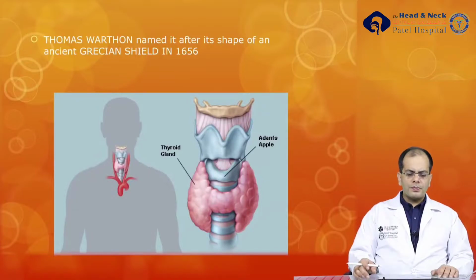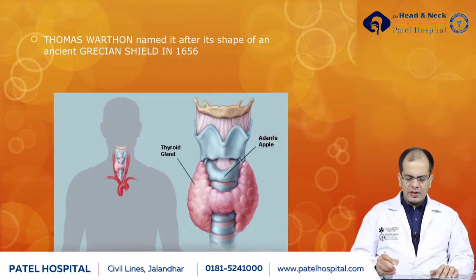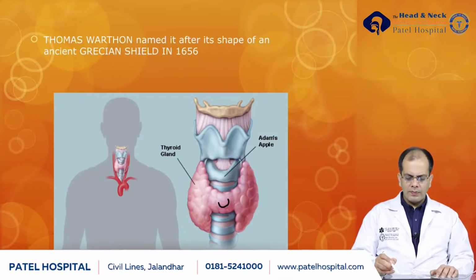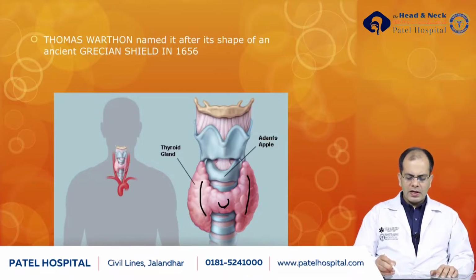So, the thyroid was named after an ancient Grecian shield. Thomas Wharton named it. As you can see, this is fairly basic, but you'll be able to see that there is an isthmus over here. You can see the left lobe, the right lobe. The thyroid overlies the laryngeal framework.